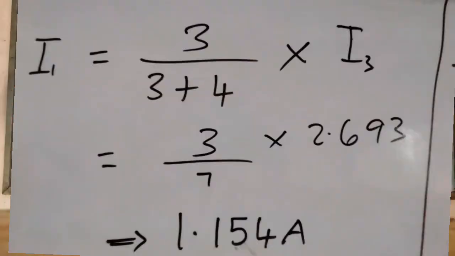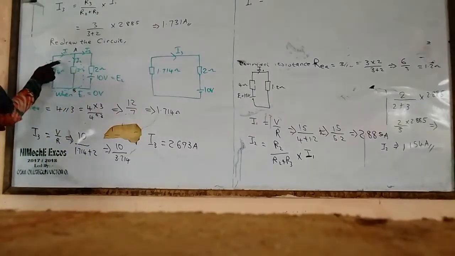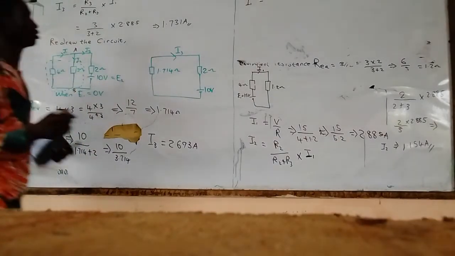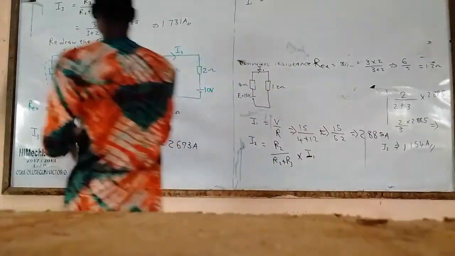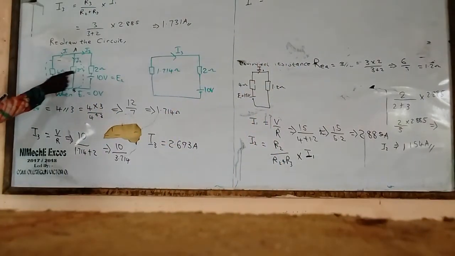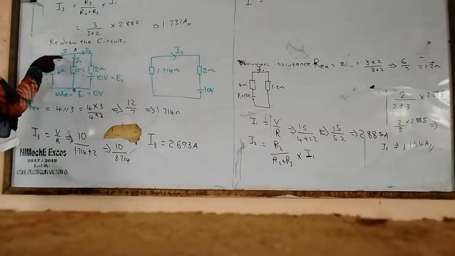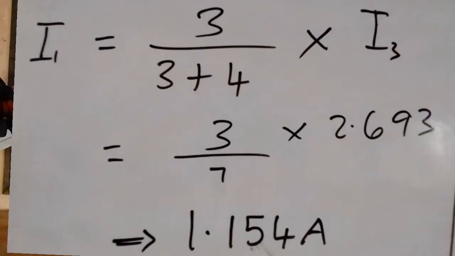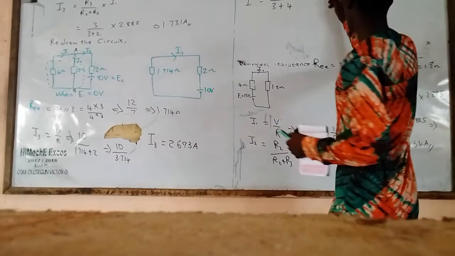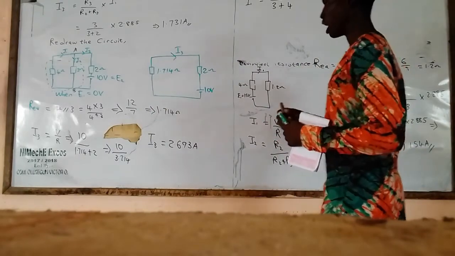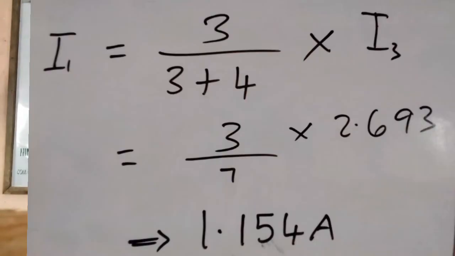So how do we get I1? I1 will be going in this direction, and we're dealing with the 4 ohm and 3 ohm resistors. It's the only current going to this node A. That's going to be 3 divided by 3 plus 4 times I3. This I3 we look for first using B over R.